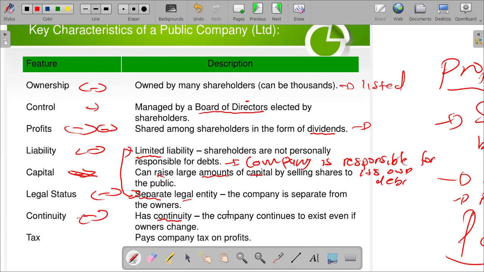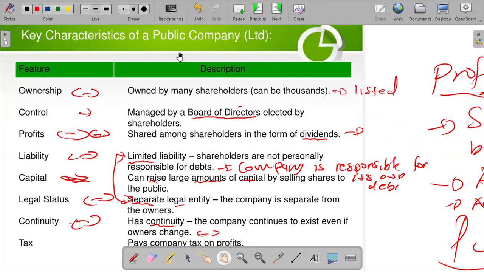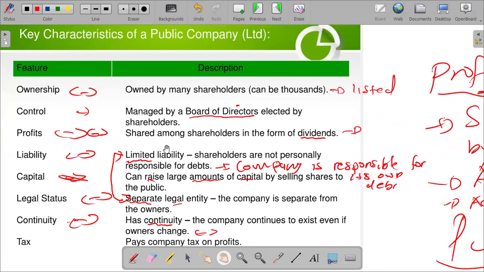Even if a member of the company dies or leaves, the company continues to exist, even if owners change or pass away. And then last but not least, it pays company tax on profits of the company, not of the owners. So the owners are not part of the company tax. It's not the same as a sole proprietor whereby the owner will be taxed according to how much the owner makes. Here, the company will be taxed on how much the company makes, not the owners or the shareholders. So those are the key characteristics of a public company.